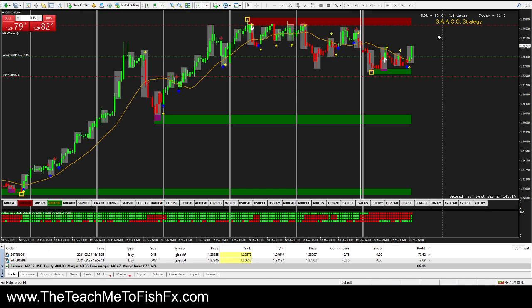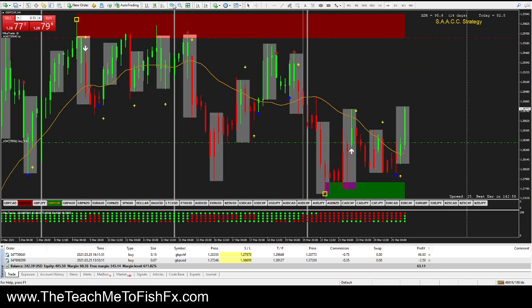All right, the acronym is S.A.A.C.C. Okay, and simply put, this is the current trade I'm in right now, but let's go over here. Simply put, we're looking for a square, small yellow arrow. Here we go. Square, small yellow arrow, big white arrow, color changing candle. S.A.A.C.C. Square, arrow, arrow, color changing candle.